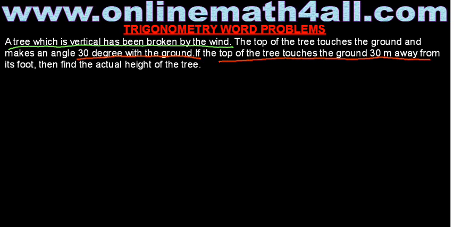So the first information is the tree has been broken by the wind. Since the tree has been broken by the wind, it touches the ground and makes an angle 30 degree with the ground. The third point is the top of the tree, the point at which the tree touches the ground, is 30 meter away from the foot. So from these three information we just have to find the actual height of the tree. Okay students, now I'll show you how to solve this problem.